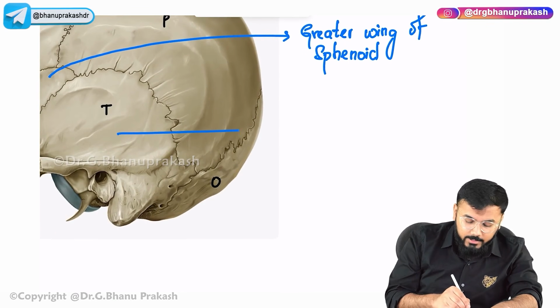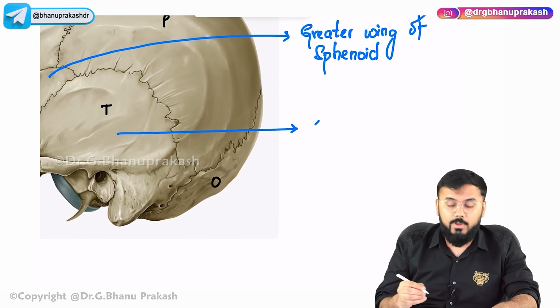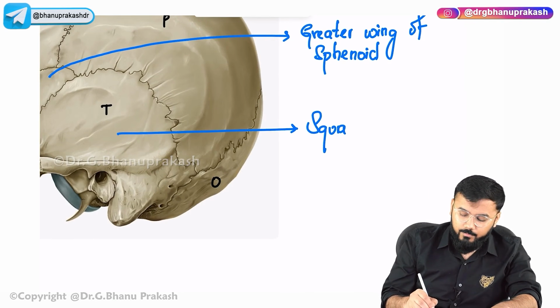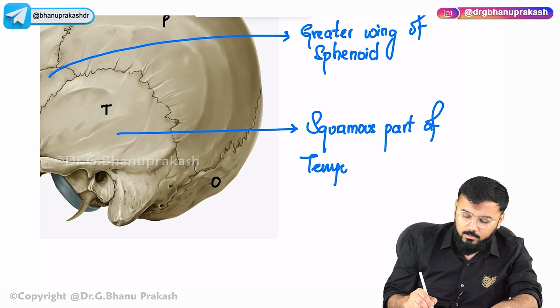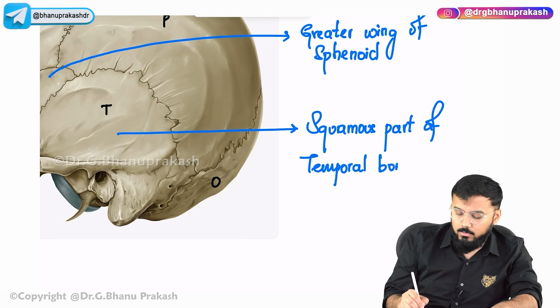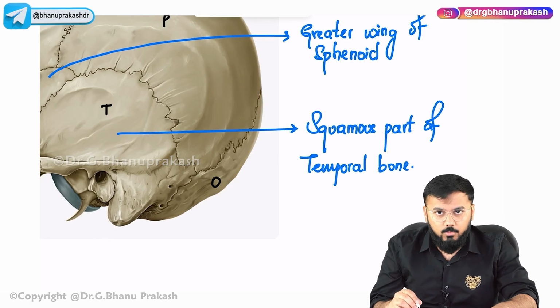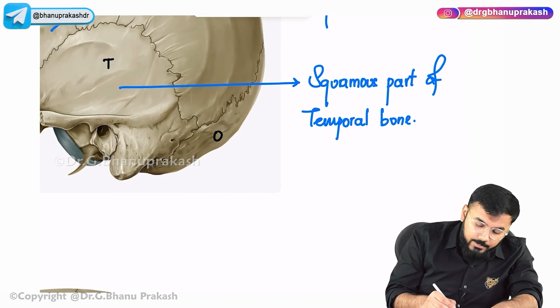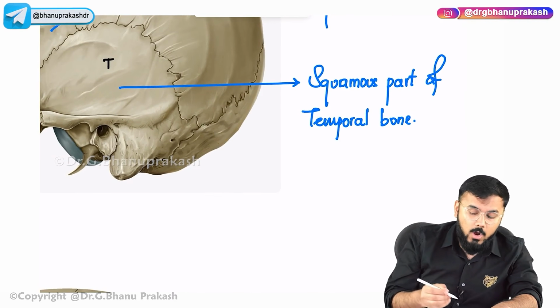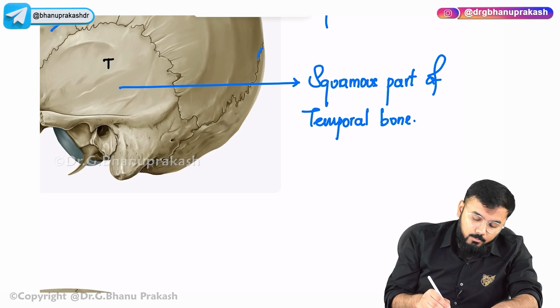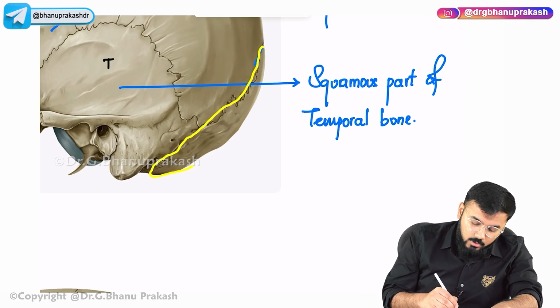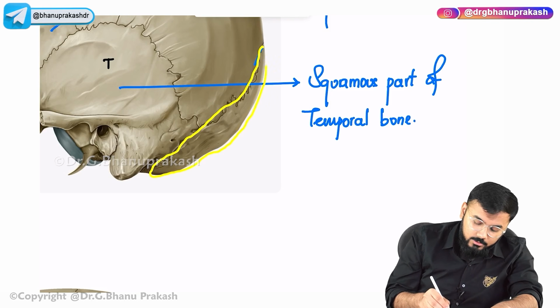Next, what is this part of the temporal bone over here called as? This is called as the squamous part of the temporal bone. Okay, and the occipital bone, actually from the posterior side, you can see this well. This entire bone over here is called as your occipital bone.